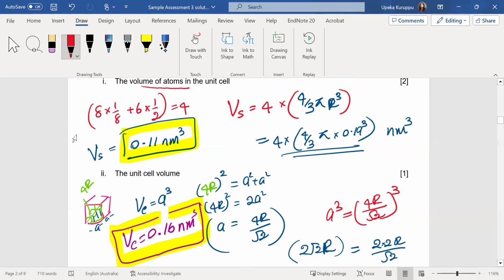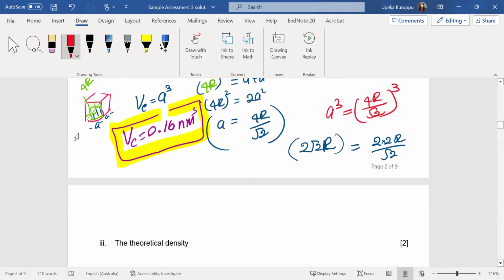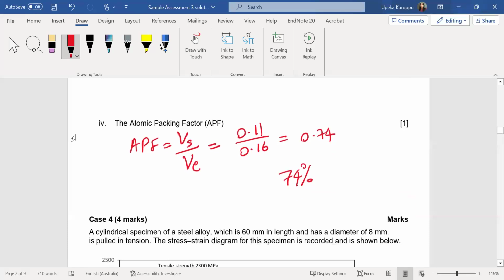76? Yeah, that should be fine. The exact value should be 74, but because we rounded, we didn't take all the numbers. So this is 76, that's fine. It should be 74 if we had done the calculations and taken all the decimals, but we just took 2 decimals. That's why it's a bit different. That should be fine. Are we all good?